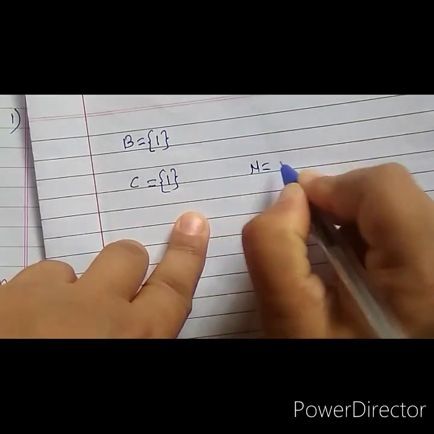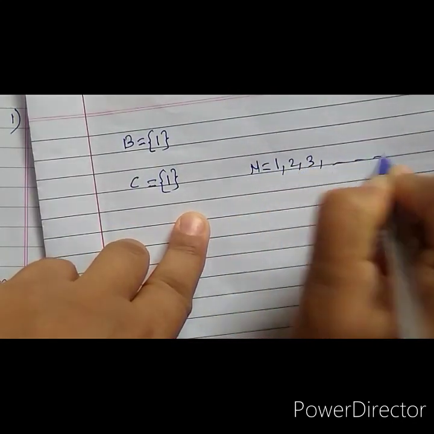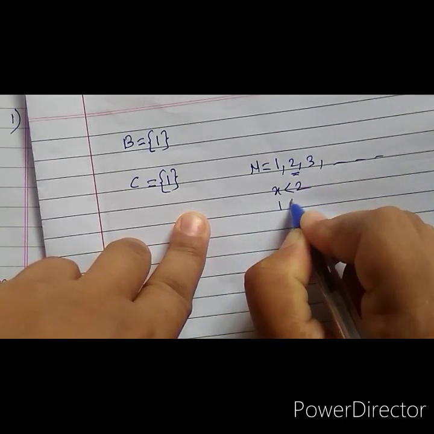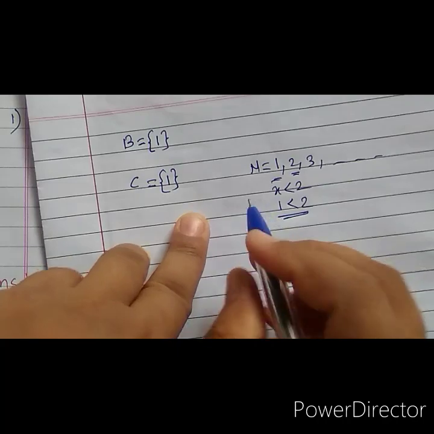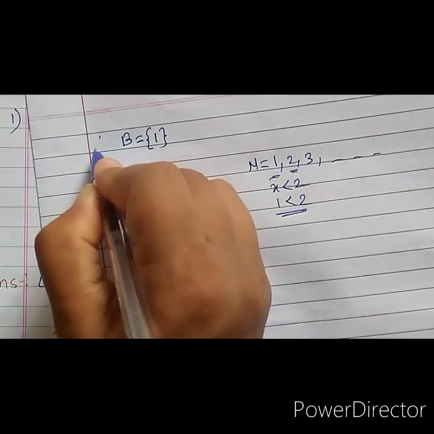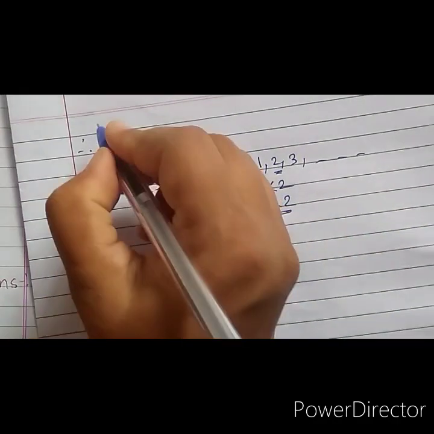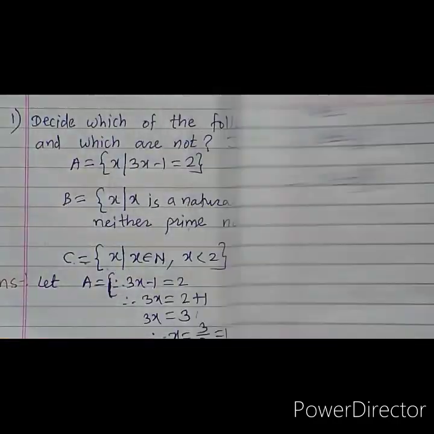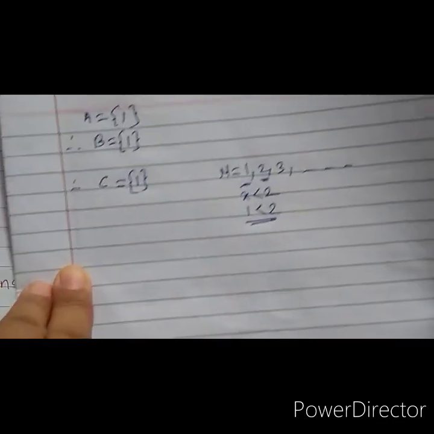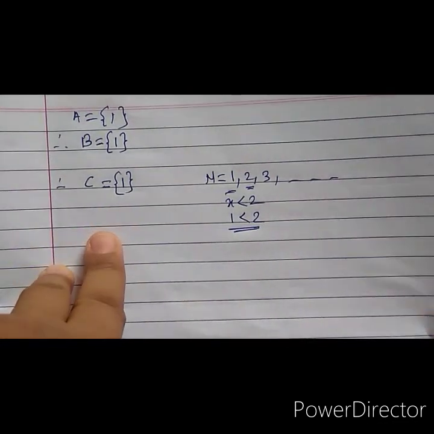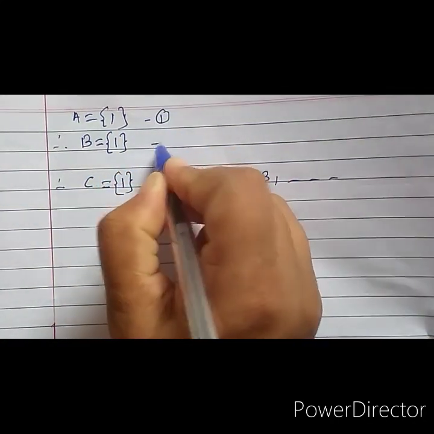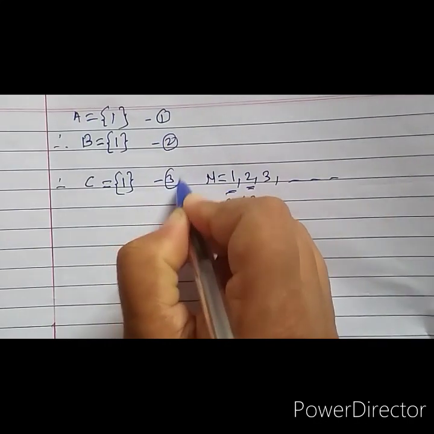Natural numbers, we already know, are 1, 2, 3 and so on. So less than 2 means there is 1. 1 is less than 2. Therefore here we got set C is equal to 1. Now we got three sets. We have set A equal to 1, B equal to 1 and C equal to 1. So for this we can say equation number 1, equation number 2 and equation number 3.